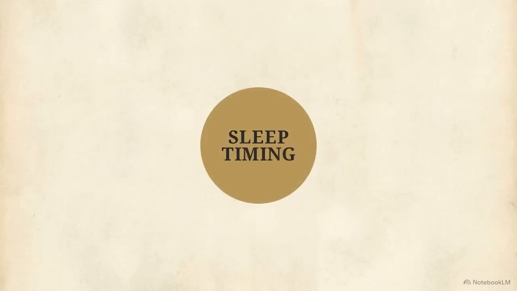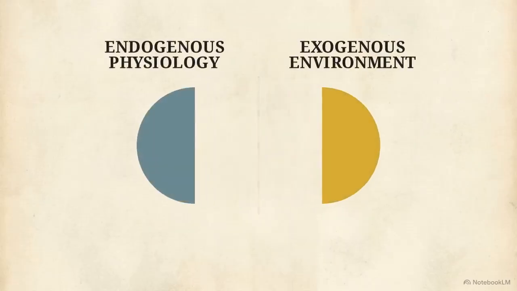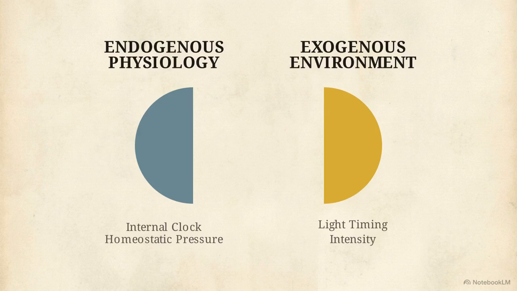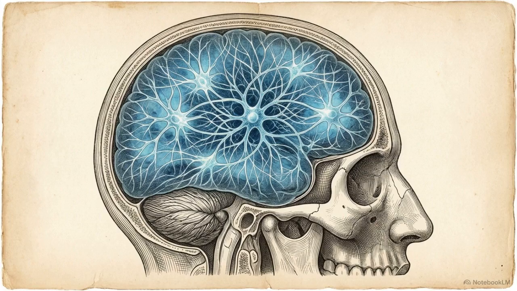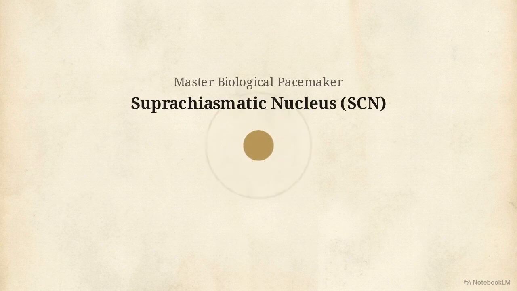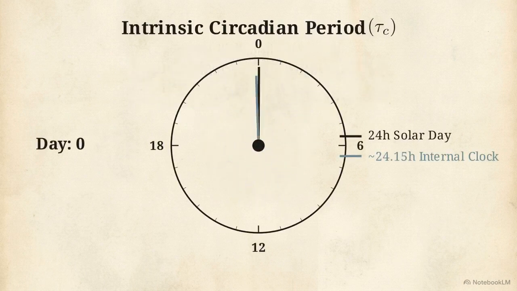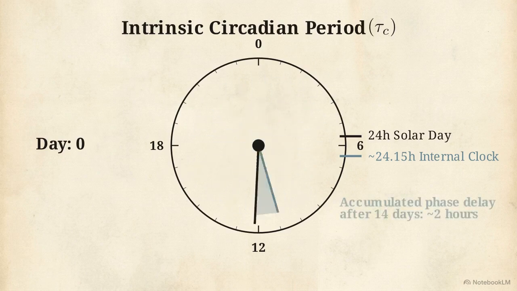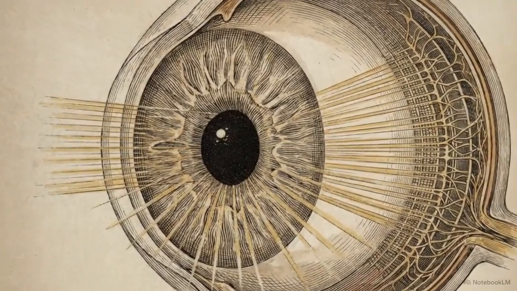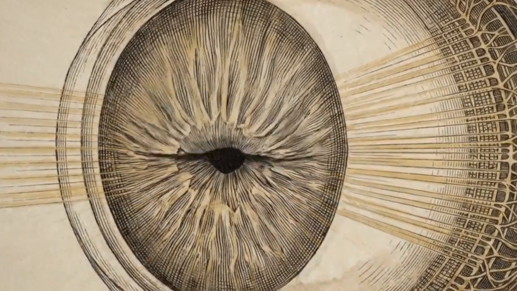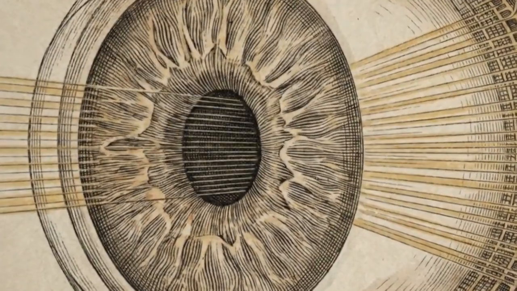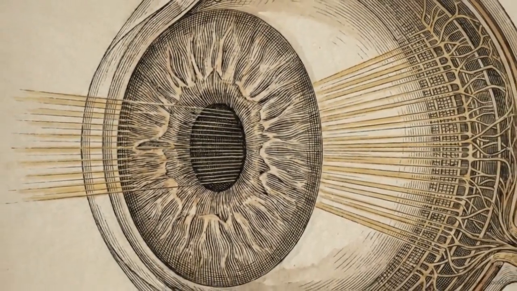To treat the actual cause, we have to separate the two opposing forces that dictate when we sleep. The first force is endogenous physiology. This refers to the intrinsic pacing of your biological clock. Specifically, it is the natural period of the suprachiasmatic nucleus, which governs how far an individual naturally drifts away from a rigid 24-hour cycle. The second force is the exogenous environment. This is driven entirely by the timing, duration, and intensity of retinal light exposure.